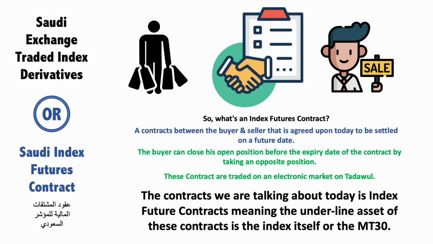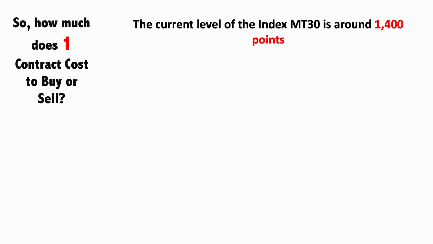And the question here is, the contract that we are going to be talking about today is the index futures contract, meaning that the underlying asset of that contract is the index itself, which is the MT30. So the question here is, how much does one contract cost to buy or sell. The current level of the MT30, let's say today, is 1400 points.